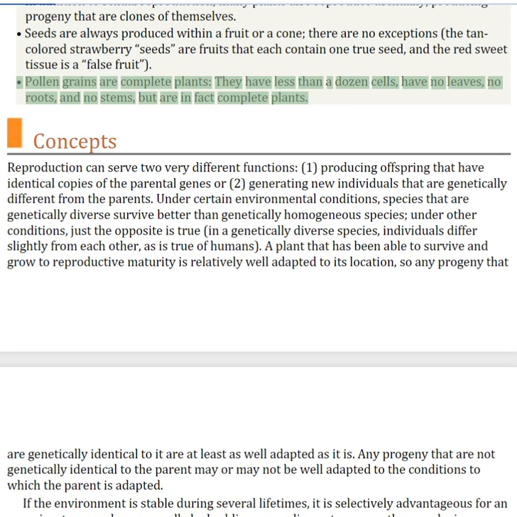Pollen grains are complete plants. They have less than a dozen cells, have no leaves, no roots, and no stems, but are in fact complete plants.